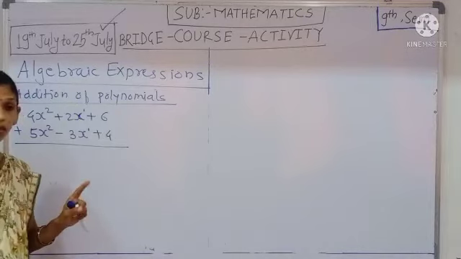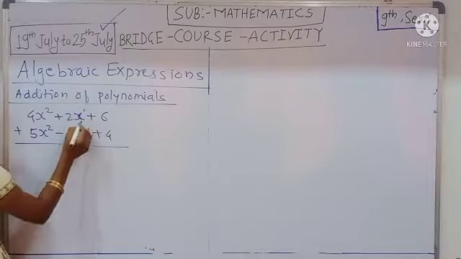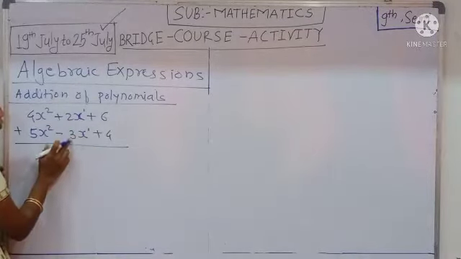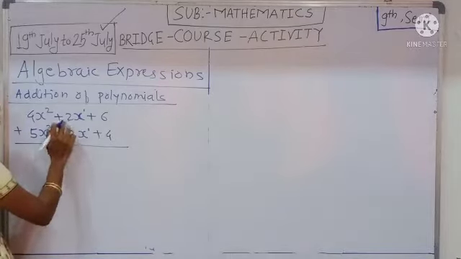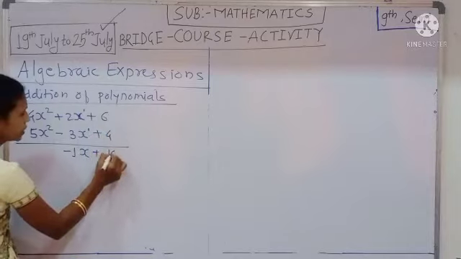We cannot add unlike terms. See here, therefore, here 2x minus 3x. That is, then we have to write here minus 3 plus 2, minus 1x. 6 plus 4, that is 10.